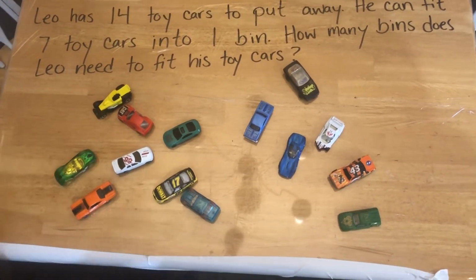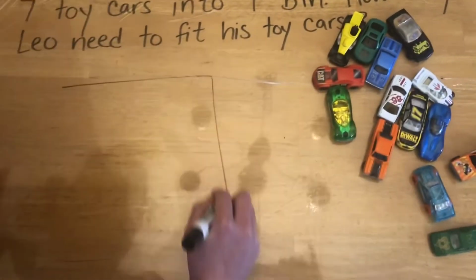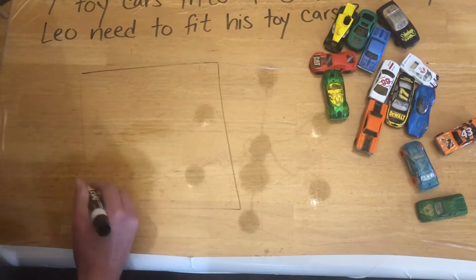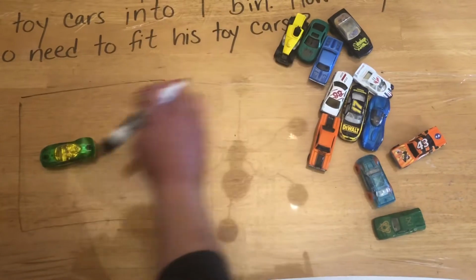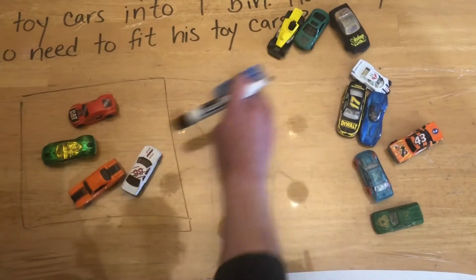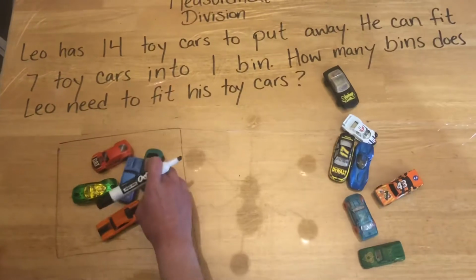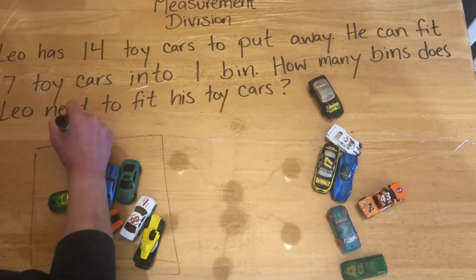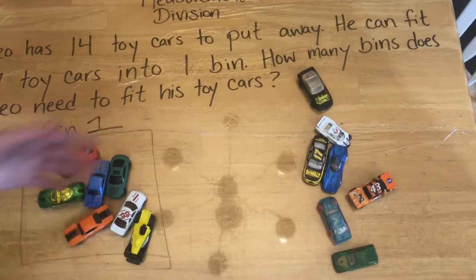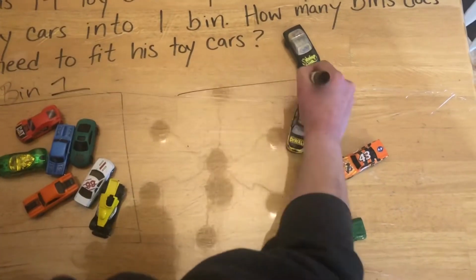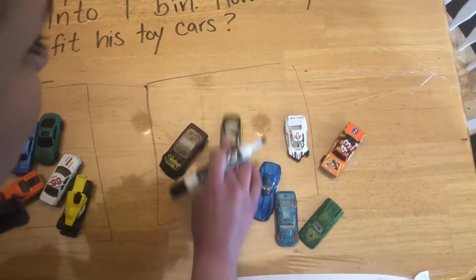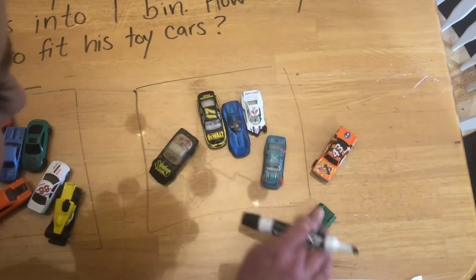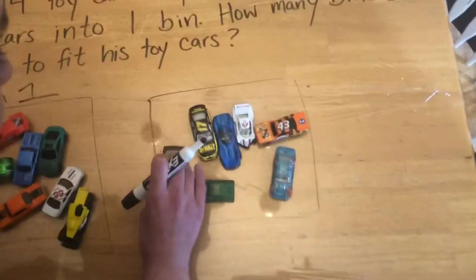All right, well, let's create our first bin to start dividing into. All right, there's bin 1. So we have 1, 2, 3, 4, 5, 6, 7 cars that can fit into bin 1. All right, but we still have cars left over, so we need to create a second bin. All right, now I can fit 1, 2, 3, 4, 5, 6, 7 cars into bin 2.